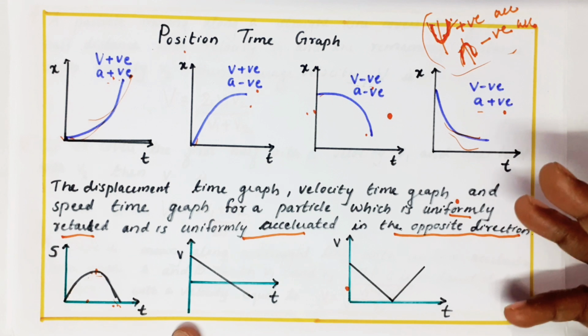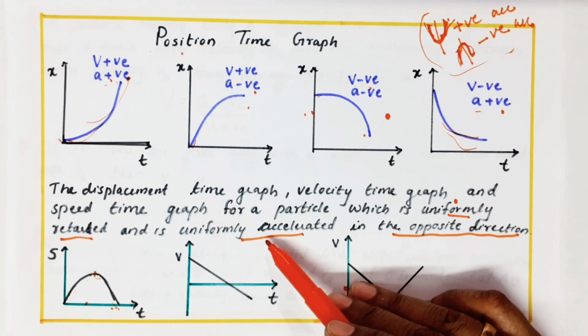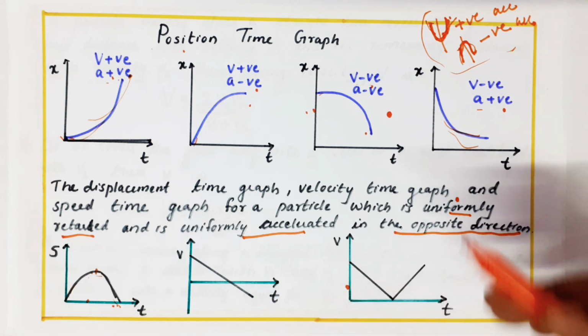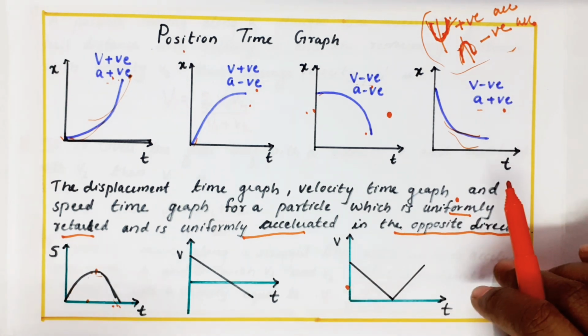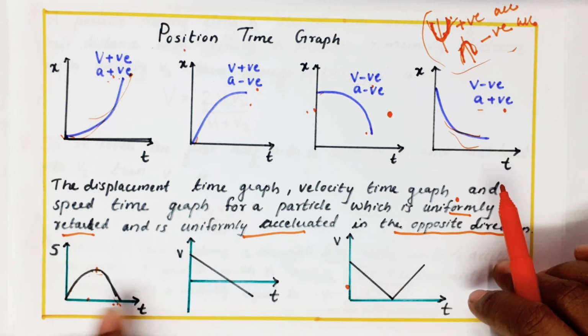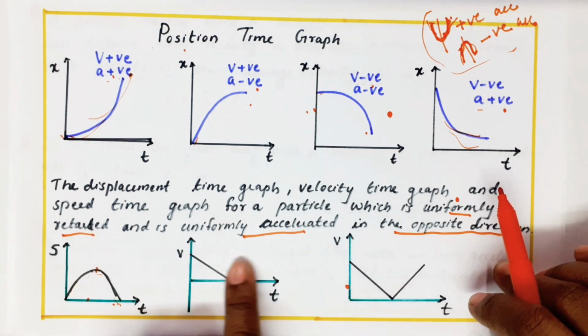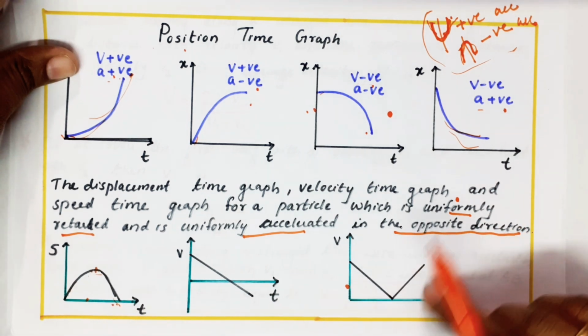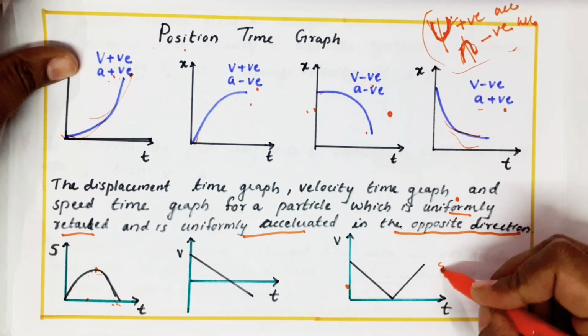So we know that it is for uniformly retarded motion or uniformly accelerated in the opposite direction. Questions they will twist like this. So you see uniformly retarded or uniformly accelerated in the opposite direction, both are same. So this is the graph for displacement-time. The corresponding graph, velocity-time, is this one. The last one they have given is speed.